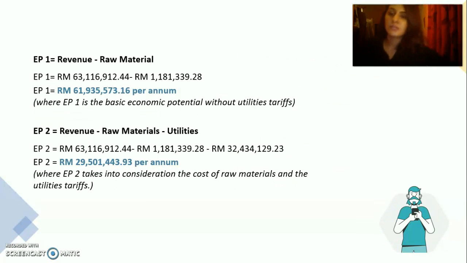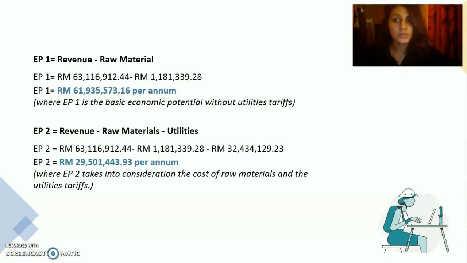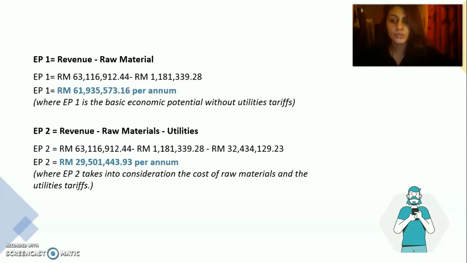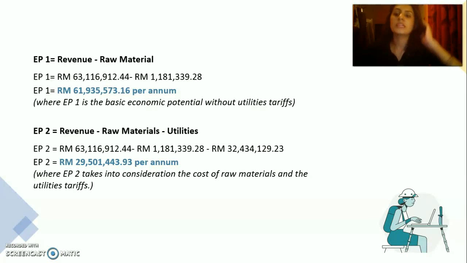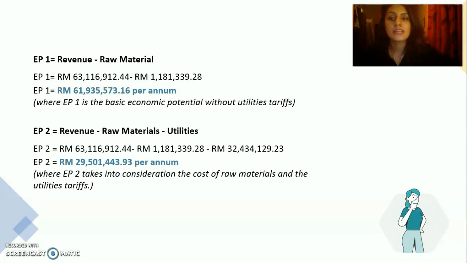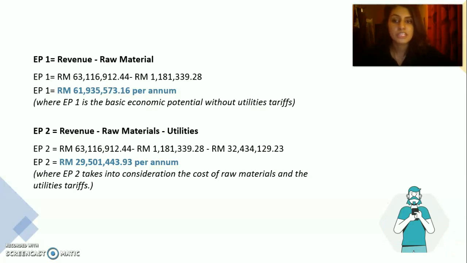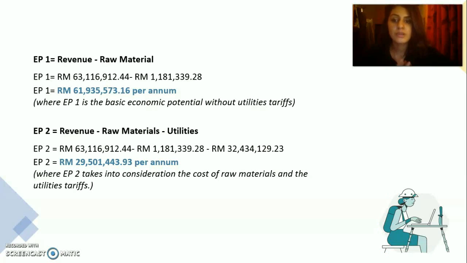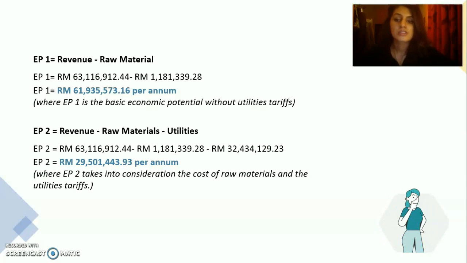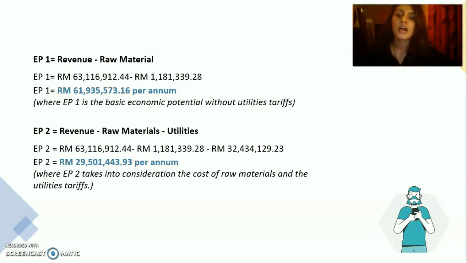So, with all this information, we can calculate the economic potential 1, or EP1, which only takes into account the revenue and the raw materials, and the EP2, which takes into account the revenue, raw materials, as well as the utilities. The EP1, which is revenue minus raw material, has summed up to 61,935,573 ringgit Malaysia and 16 cents per annum. And for EP2, taking revenue minus raw materials and utilities, has cost us 29,501,443 ringgit Malaysia and 93 cents per annum.